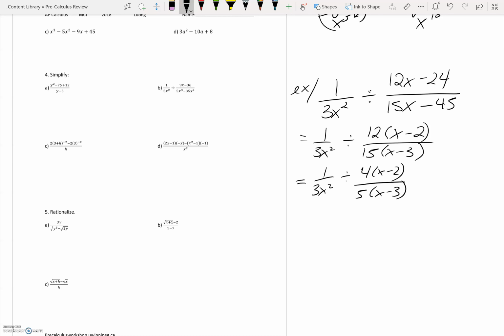Okay, now I can do the multiplication and flip. So when you divide fractions, that's the rule. You change to multiplication and flip your fraction, your second fraction. And then we're going to multiply this out. So when we multiply fractions, numerator times numerator, so this is going to be 5 times x minus 3. Your denominator, we can just maybe multiply the 3 and the 4, which is 12, left with x squared times x minus 2.